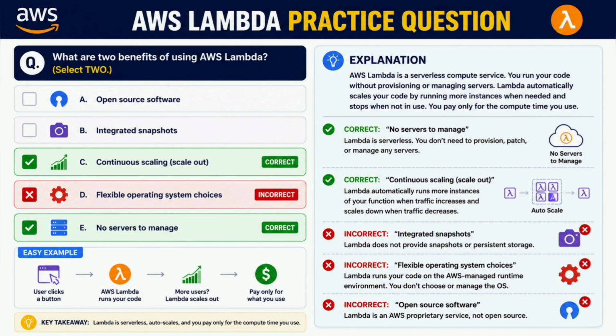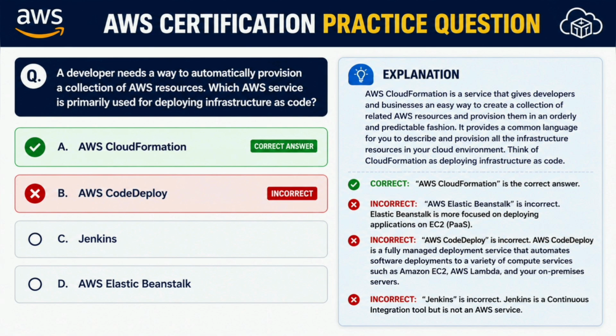Now I move to the next slide, that is question 2. A developer needs a way to automatically provision a collection of AWS resources. Which AWS service is primarily used for deploying infrastructure as code? Infrastructure as code, that means IaC. So in this case, a developer needs a way to automatically provision a collection of AWS resources. So option A, AWS CloudFormation.